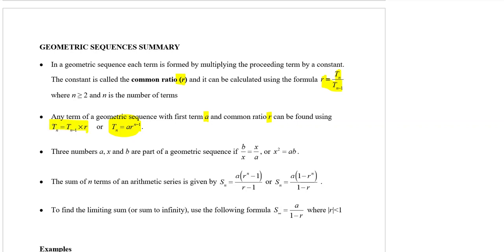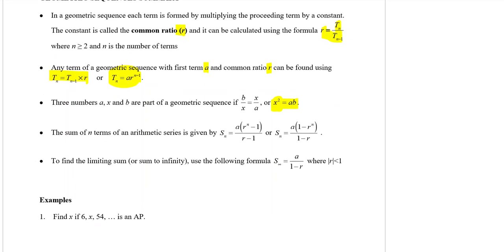3 numbers, A, X, and B, are part of a geometric sequence. So that means you're going to divide. We're going to do B over X is equal to X over A, because both of those things would be equal to the common ratio. If I rearranged that, if I did some cross multiplying, X times X makes X squared, and cross multiply the other way, A times B. So you could also have X squared equals A times B.